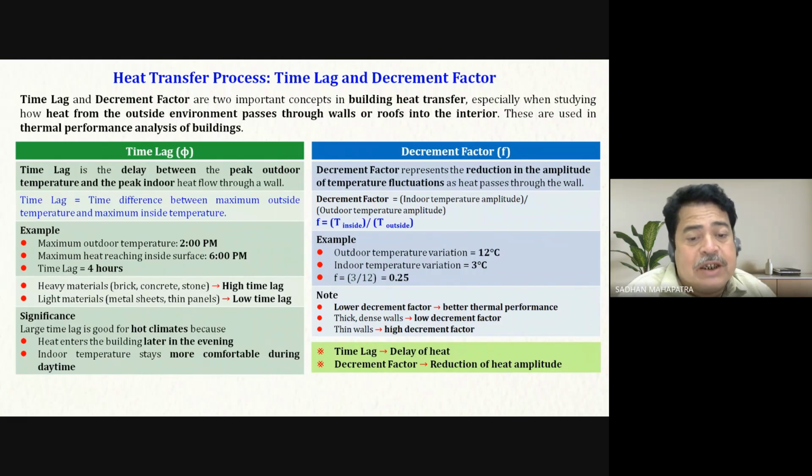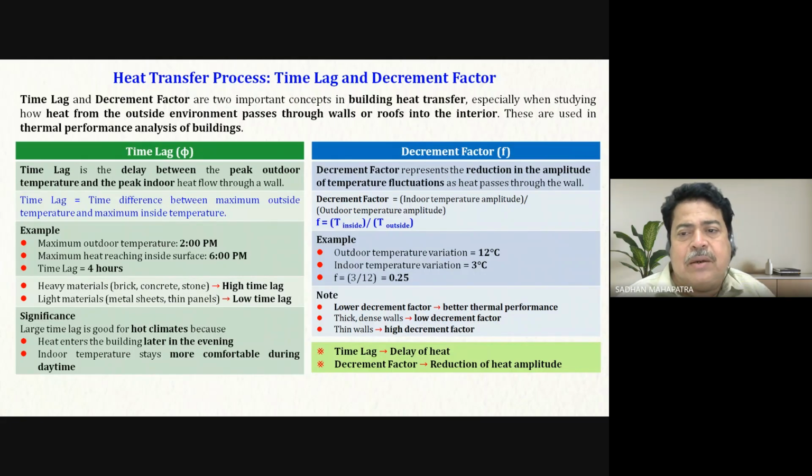Now, this is very significant. Large time lag is good for hot climates because heat enters the building later in the evening and indoor temperature stays more comfortable during the daytime. Now, in the evening, again the radiation is not there, so outside temperature is dropping, and you are not getting any heat from outside to inside, and indoor temperature will be more or less constant.